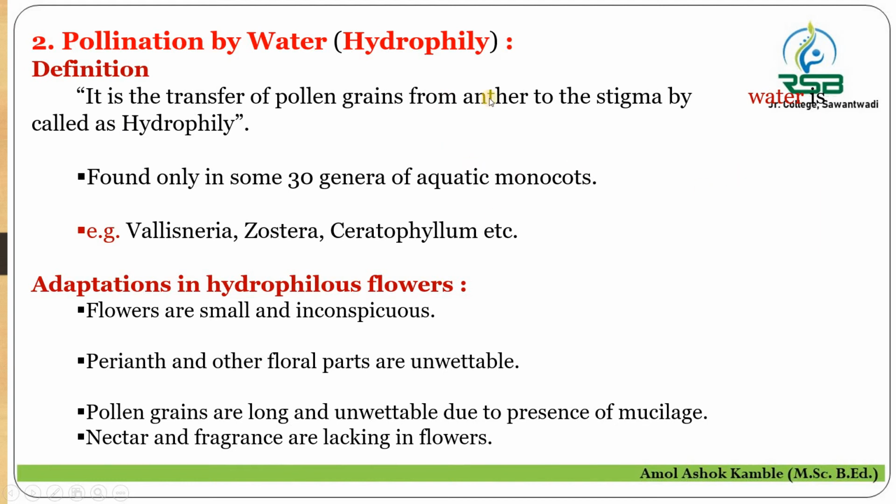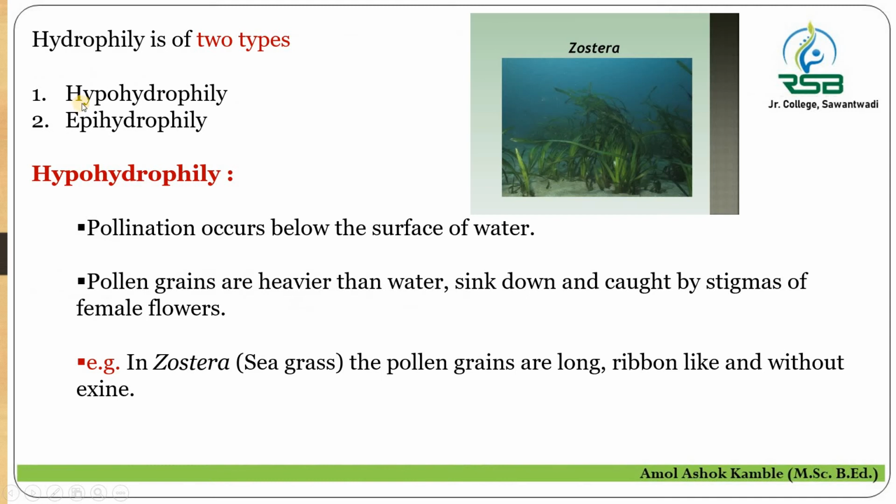This hydrophily, again, is of two types. One is hypohydrophily, and the second one is epihydrophily. Hypo means below and epi means above. The pollination which takes place with the help of water below the water is hypohydrophily, and above the water is epihydrophily. Let us come to know the first one, that is hypohydrophily.